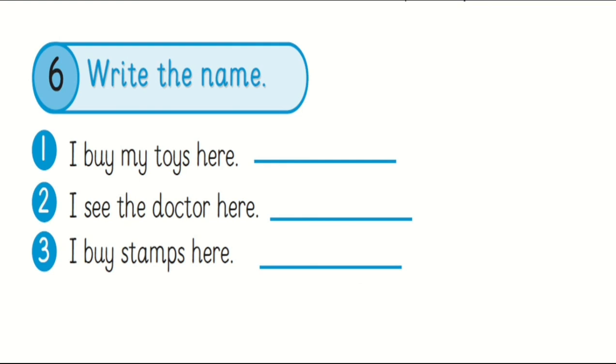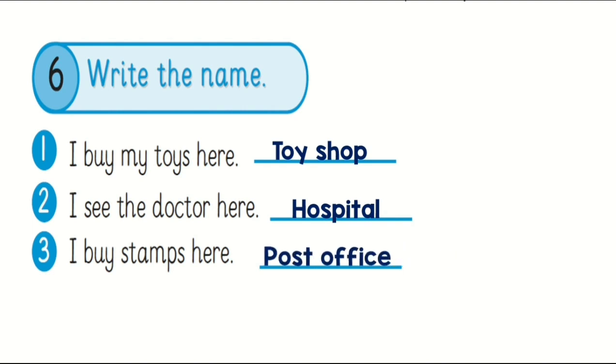Now let's move to number 6. Write the name. Okay. I buy my toys here. What do you think? Yes. Toy shop. Number 2. I see the doctor here. Yes, hospital or clinic. Number 3. I buy stamps here. So what do you think? Post office. Very good. Post office.